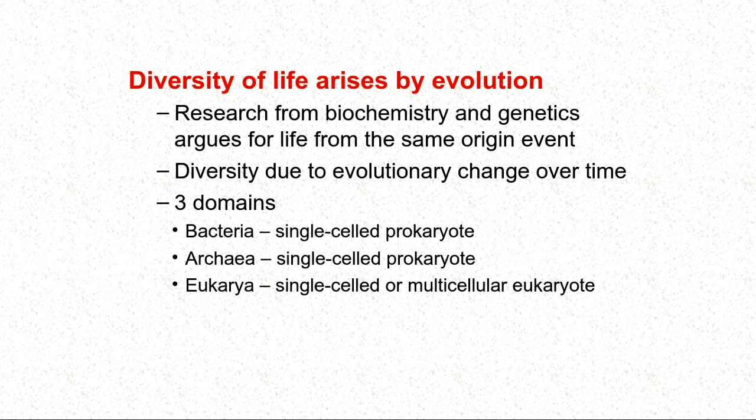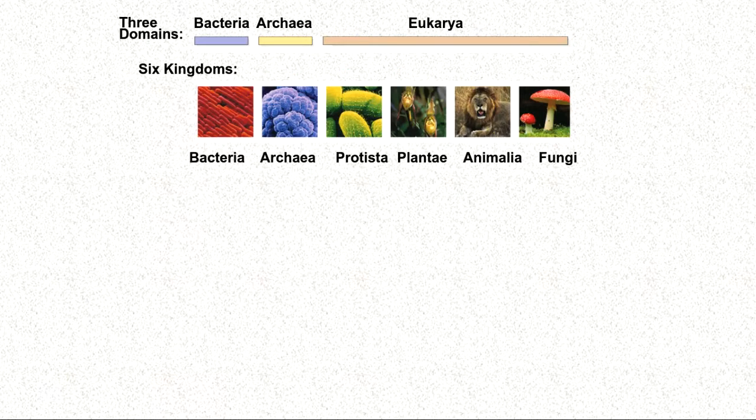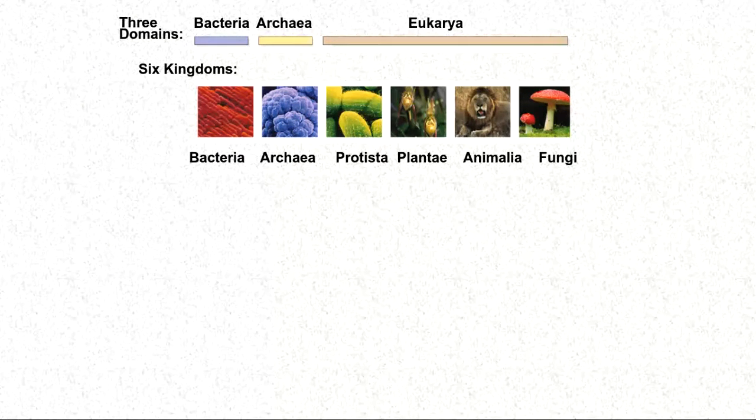And the variations to the evolution over time, we change. We adapt and evolve. We have three domains: the domain of bacteria, archaea, and eukarya. Bacteria, archaea, eukarya. Six kingdoms. The bacteria and archaea are kingdoms, and the protista, plantae, animalia, and fungi are the domain of eukarya.